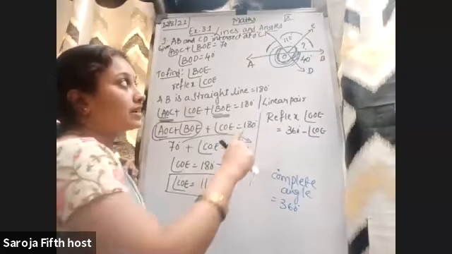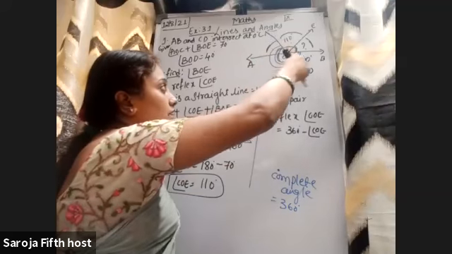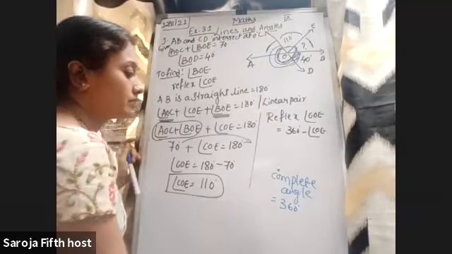So when you subtract that from 360, 110 degrees, you will get the reflex angle COE. Are you understanding my point?